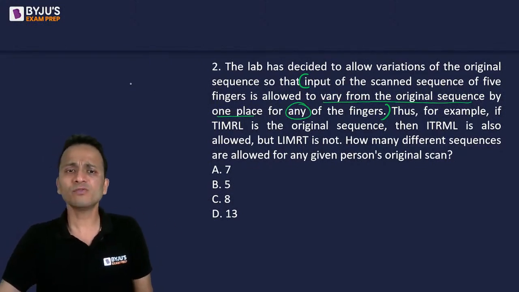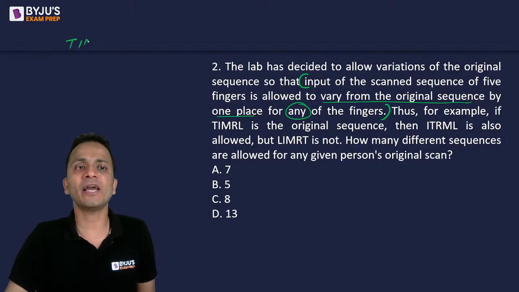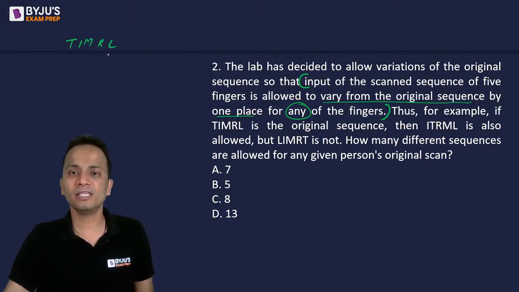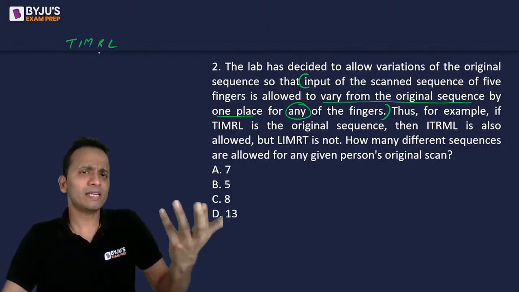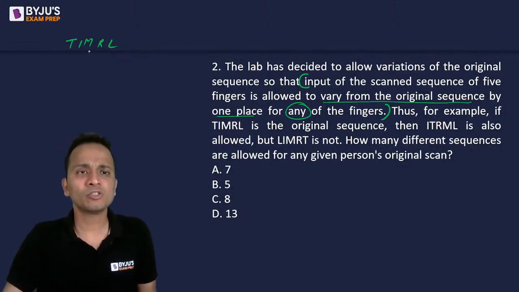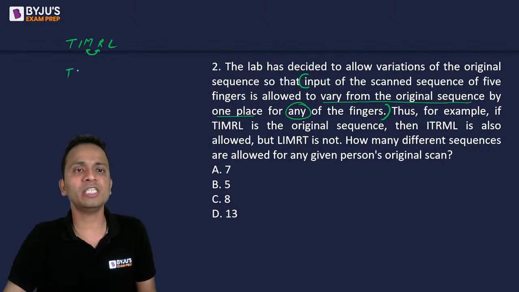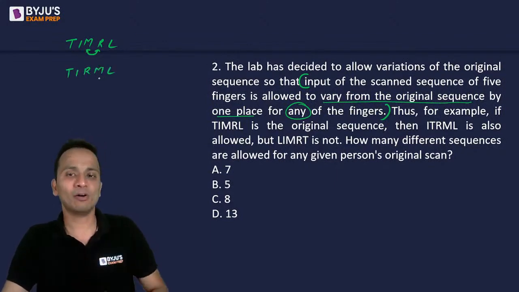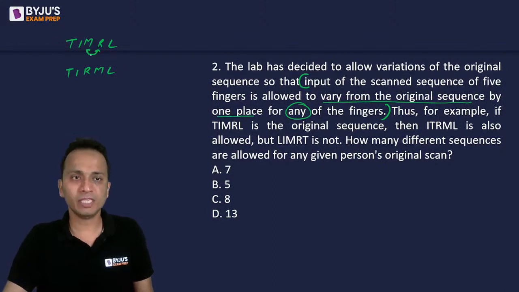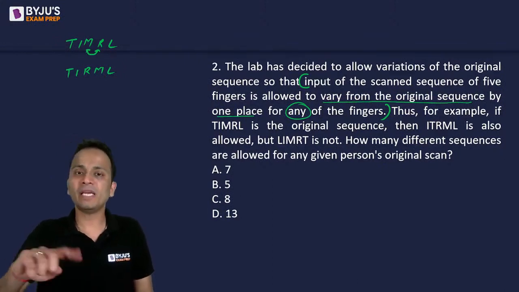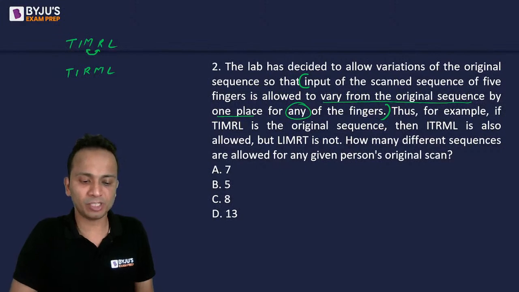ठीक है. Thus, for example, if TIMRL is the original sequence. So let's say, don't look at the question now. So let's say I'll interchange these two. So I can interchange these two. So TIRML is allowed. Okay, this is allowed. So कोई भी अपने immediate left पे जा सकती है और immediate right पे जा सकती है.